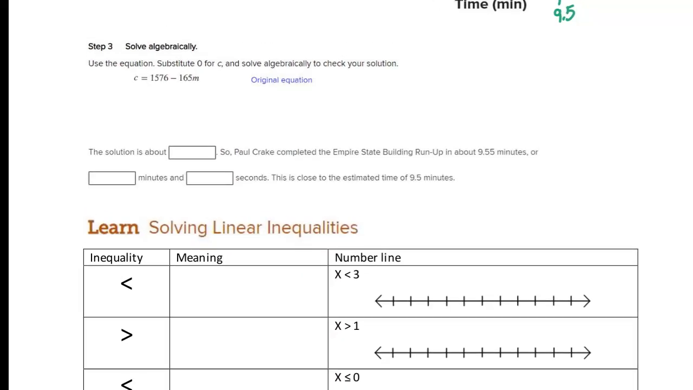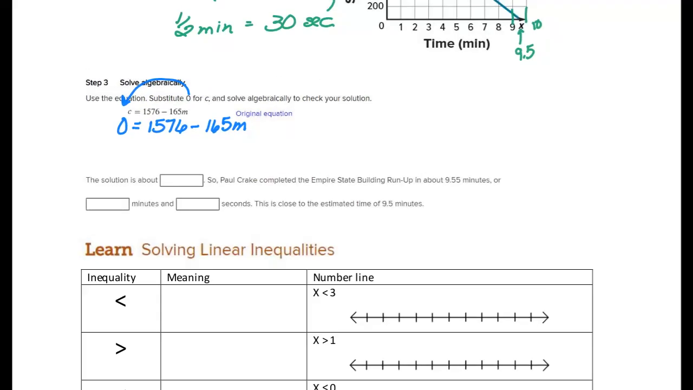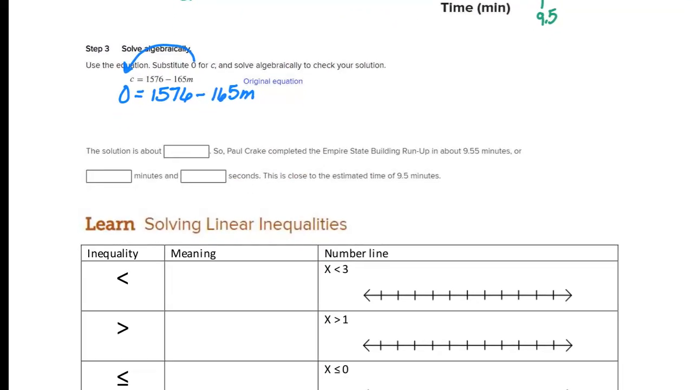Using this equation, substitute 0 in for C. So if C is 0, that means he has 0 steps left. So let's put a 0 in here in place of C, equals 1,576 minus 165 times M. So he's averaging, running up 165 steps per minute. I want to try to solve for M. I don't want to move that M term.